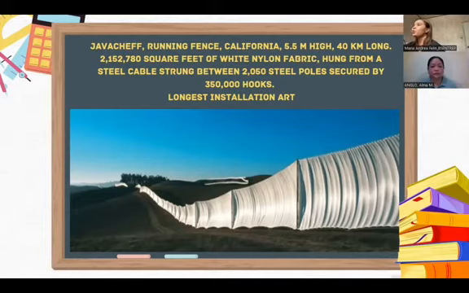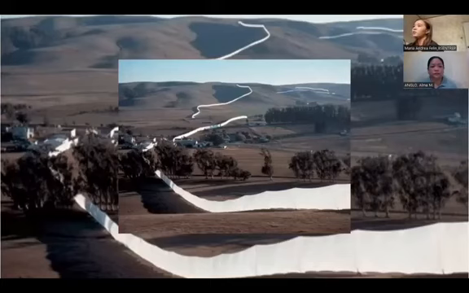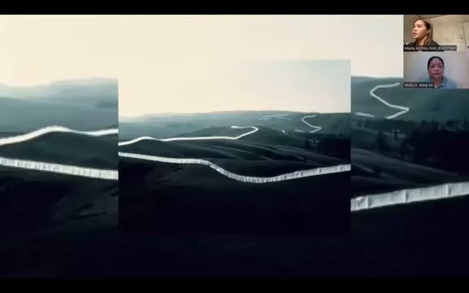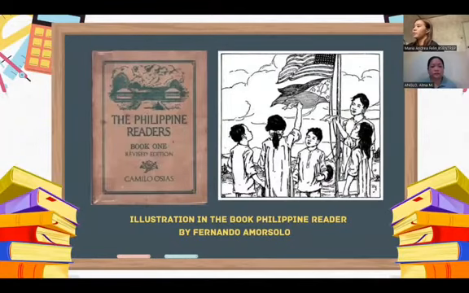with 2,152,278 square feet of white nylon fabric hung from a steel cable strung between 2,050 steel posts, captured by 350 hooks. Longest installation of art. So that's an example of art of Christo. So imagine that kind of art.